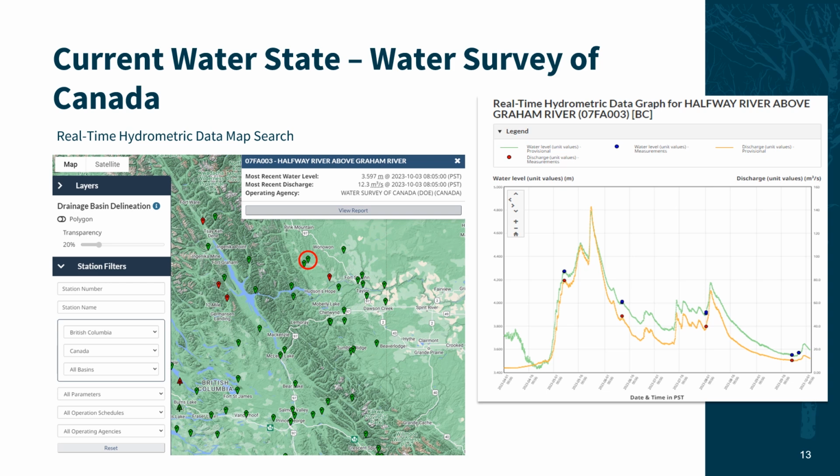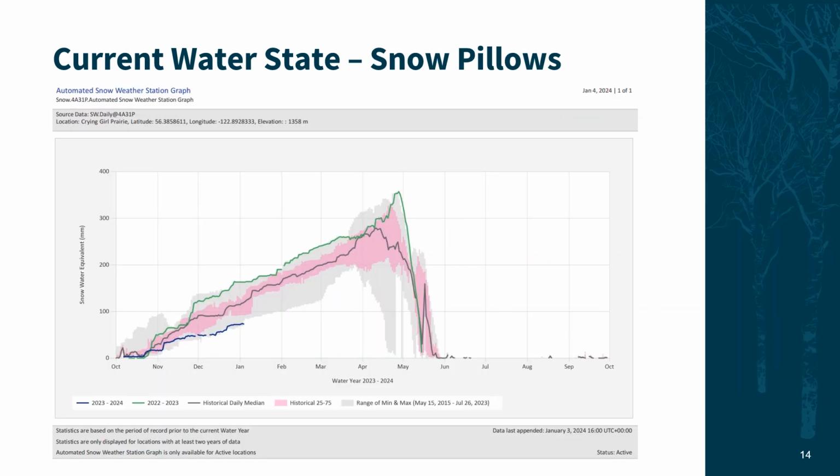Another thing that we look at, especially in these early seasons, to see what kind of season we may be looking at for the summer and early spring, is the snow pillows. Snow pillows essentially are a measurement device on the land that measures the amount of snow on it and converts it into a snow water equivalent, so however much water would come out of that snow from melting.